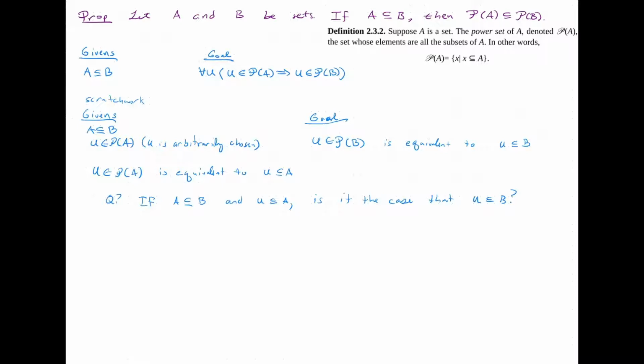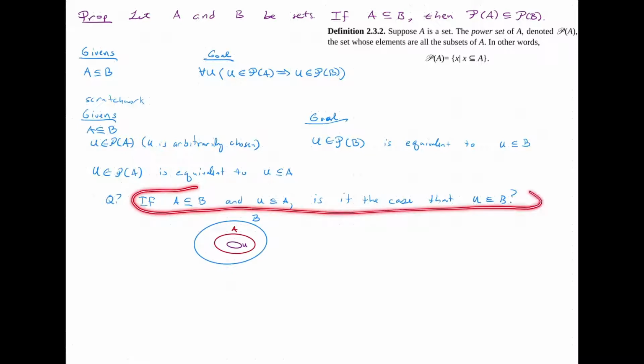And we can easily see this with a Venn diagram, that if we have that our set B is over here, our set A is in here, and inside it we have our U, then U being inside A, which is inside B, tells us that U must also be in B. But we haven't proven this statement yet. And so we need to prove this along the way to prove the given proposition.